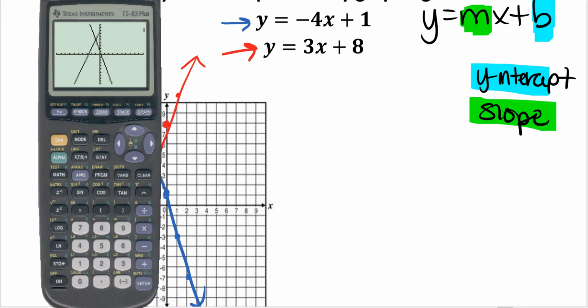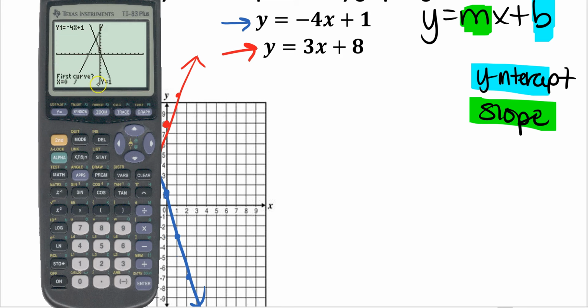Okay, so we can see it's intersecting here, but let's get the calculator to tell us exactly what that point is. So we want to calculate. So we're going to choose this option here. So we're going to say second, trace, and then we want to calculate where they intersect. So we want to go down to option number 5.